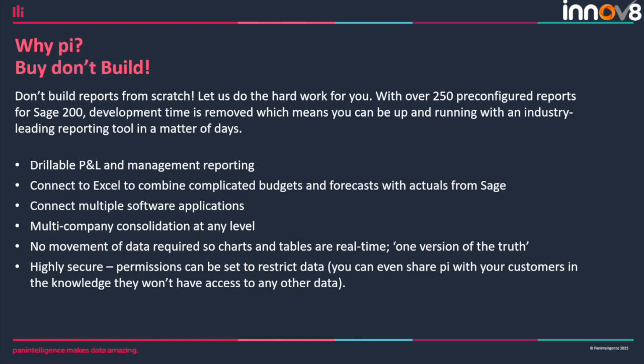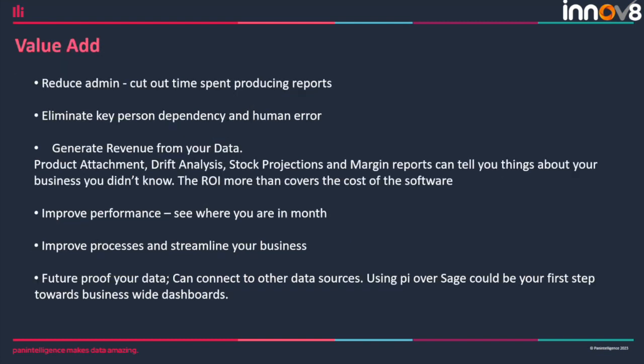No data movement required. A lot of BI solutions require you to pull the data out and then push it into a data warehouse, which means that you've then copied the data. If there's any changes, they don't always get reflected in the dashboarding solution. Whereas with PanIntelligence, it's on top of the Sage database. So if somebody makes a change in the Sage database and the dashboard refreshes, then it's going to reflect those changes. And we can obviously lock it down to what information people can see in there as well.